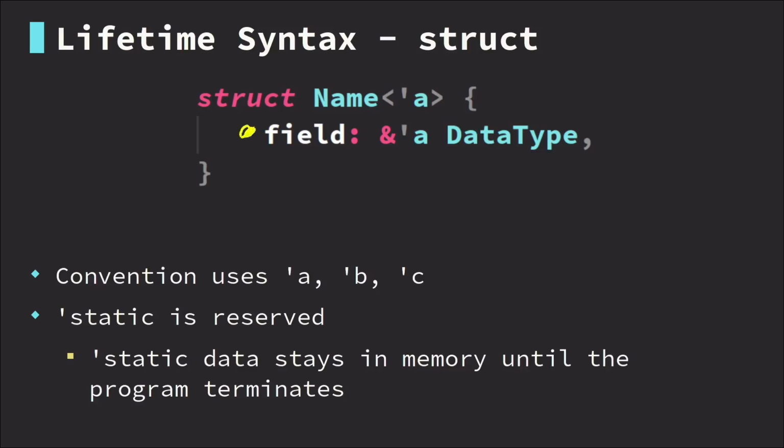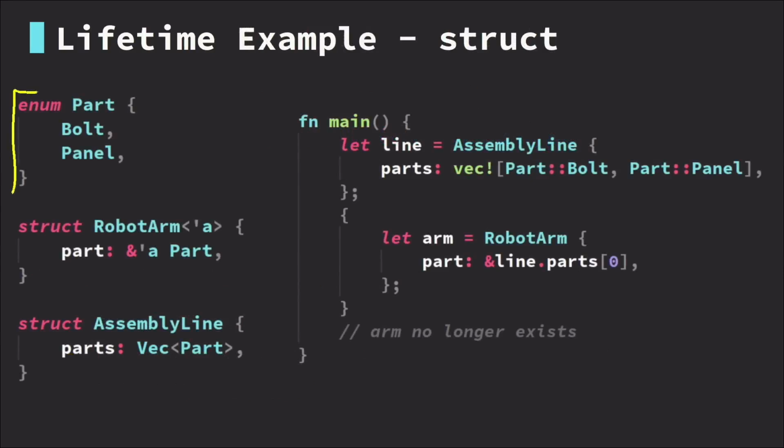Within this structure, we have a single field that's using borrowed data. We indicate to the compiler that the borrowed data has the lifetime of tick A by placing it directly after the borrow symbol, which is the ampersand. This tick A is an indication to the compiler that the data will still be around after this structure has already been destroyed. Let's help understand this better by seeing an example in a complete program. So here we have a part, which is going to represent like a machine part or car part.